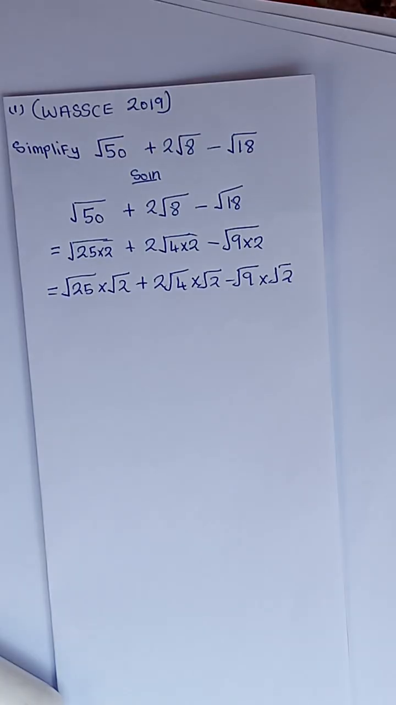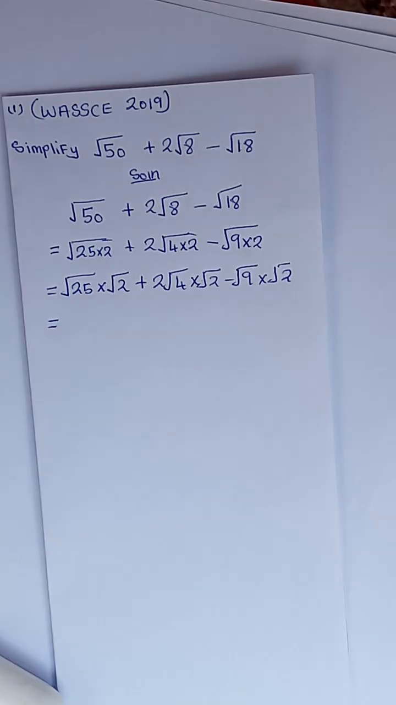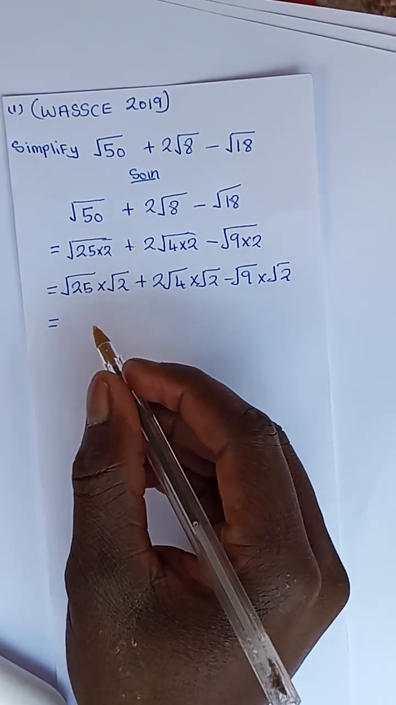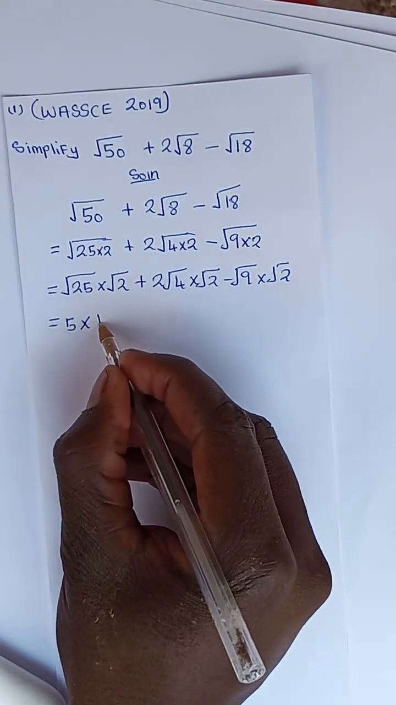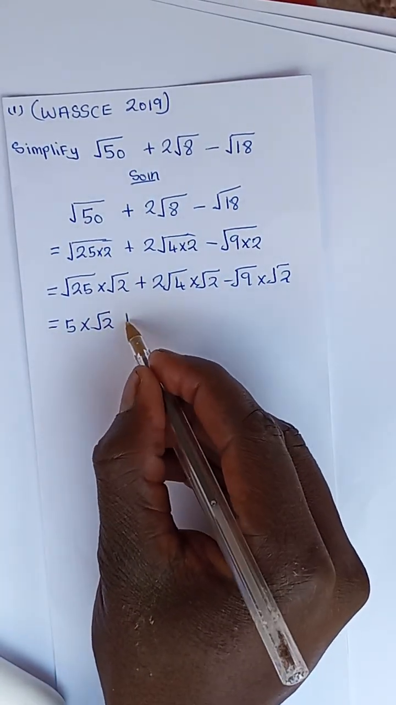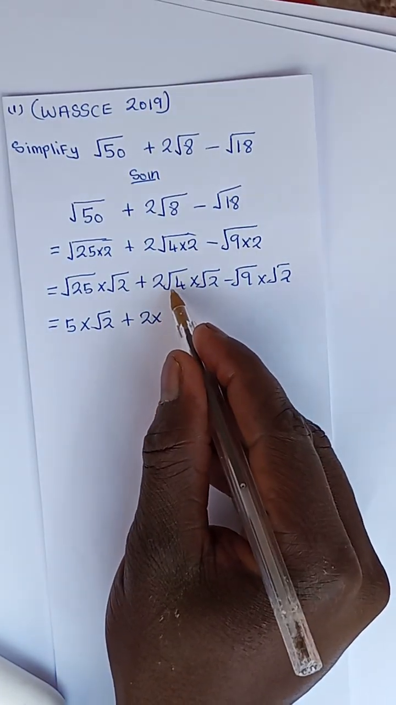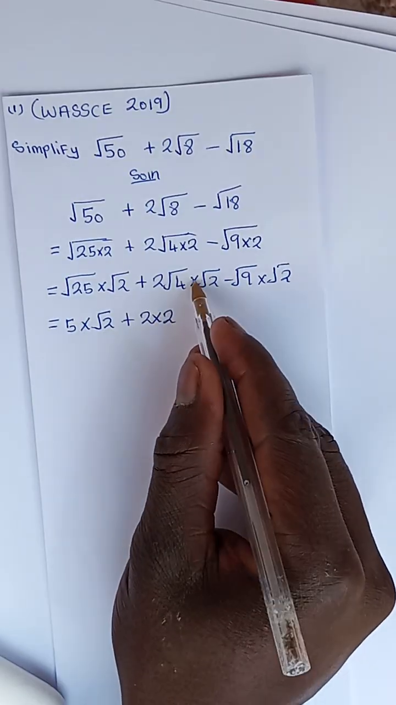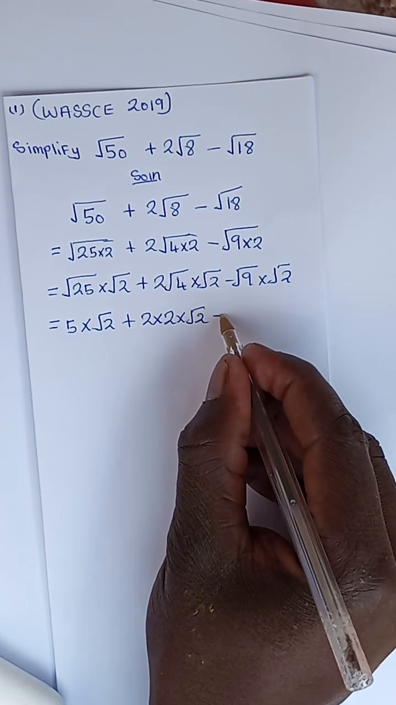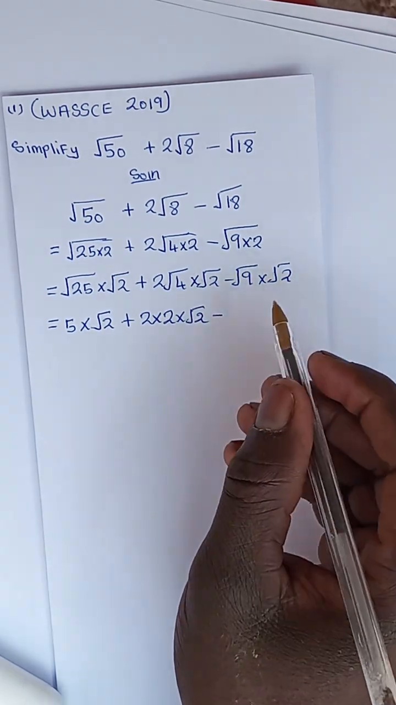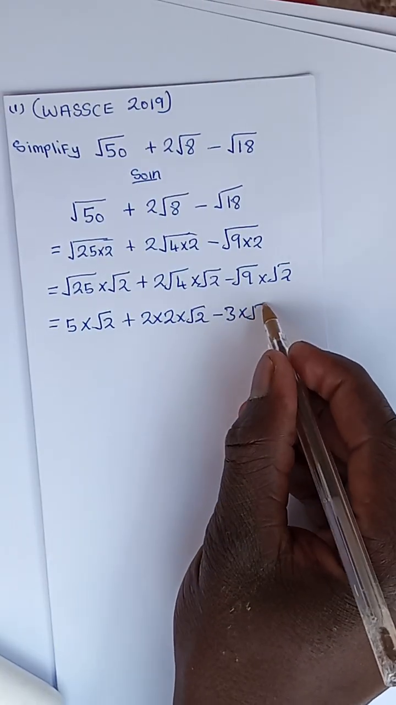Now let us take the square roots. If you want, you can use your calculator. You see, the square root of 25 is what? 5 times root 2 plus. We say 2 times square root of 4. We are going to have 2 times root 2 minus square root of 9. The square root of 9 is what? It is 3 times root 2.